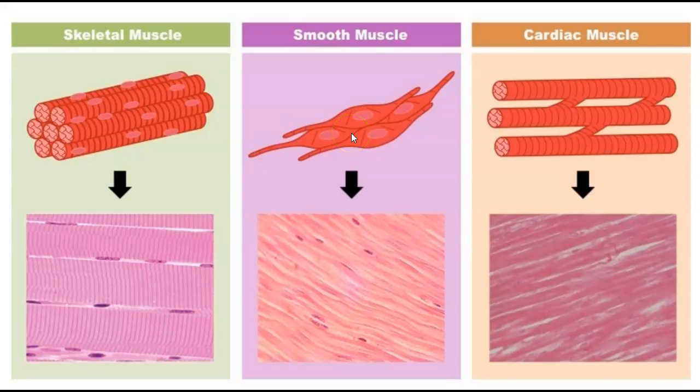Smooth muscles look a little different. They only have one nucleus. They're not as long, and they don't have the striations. They would line our blood vessels and our digestive tract. And then cardiac is only found in one place in the body, and that is the heart.